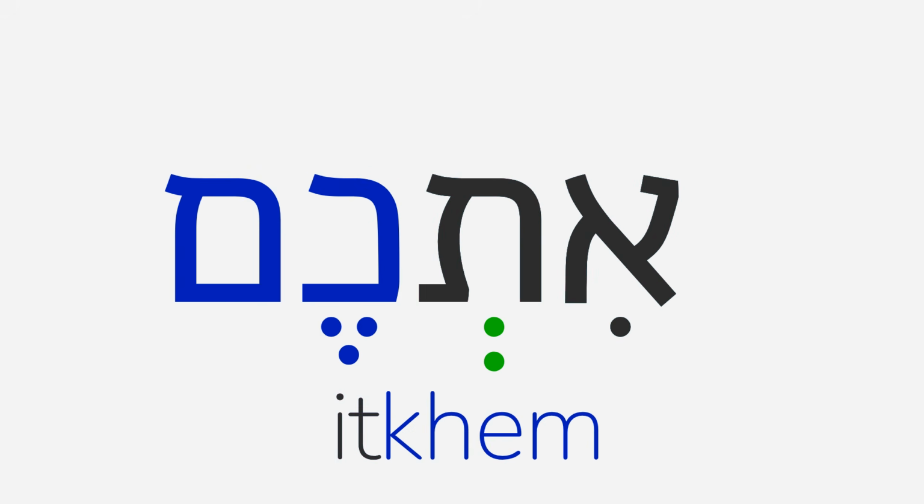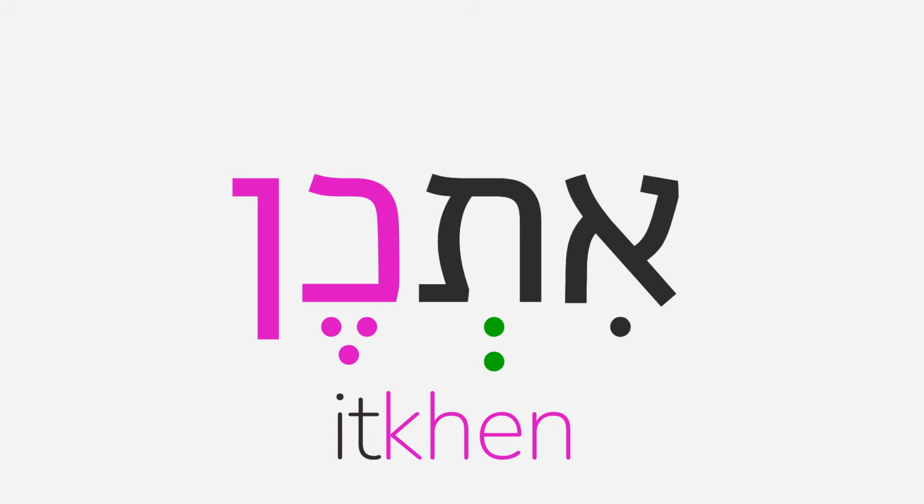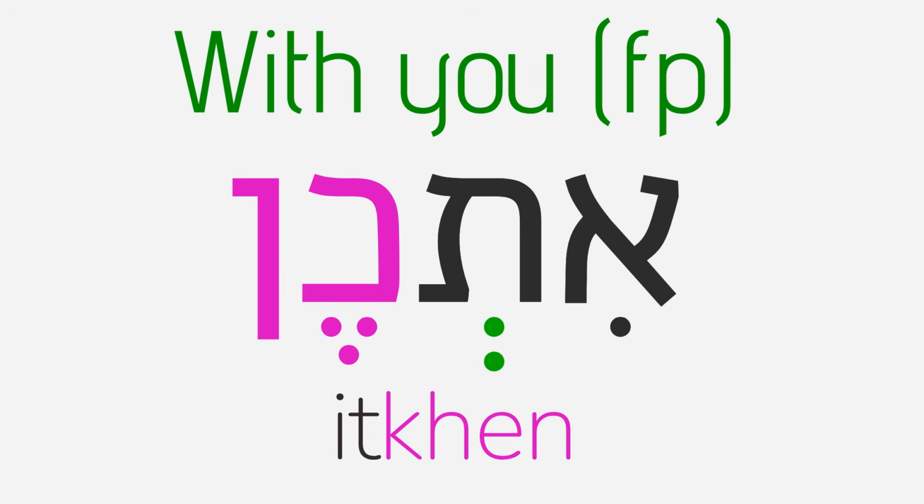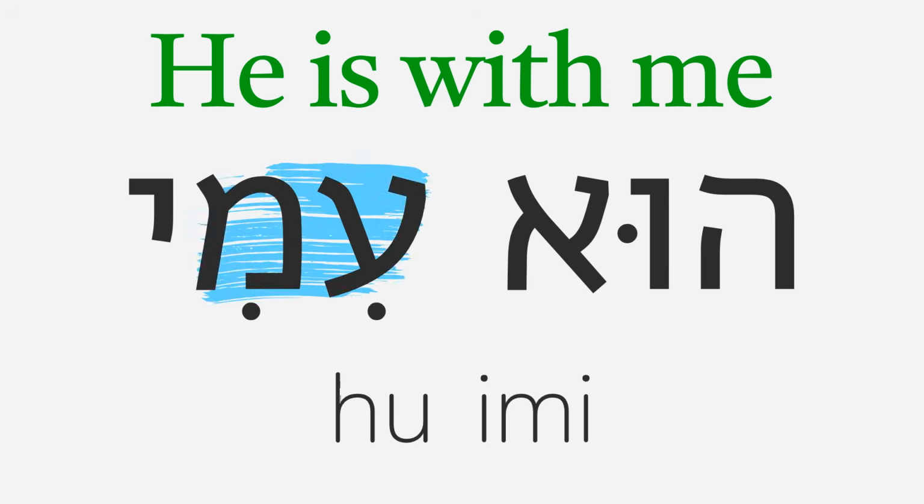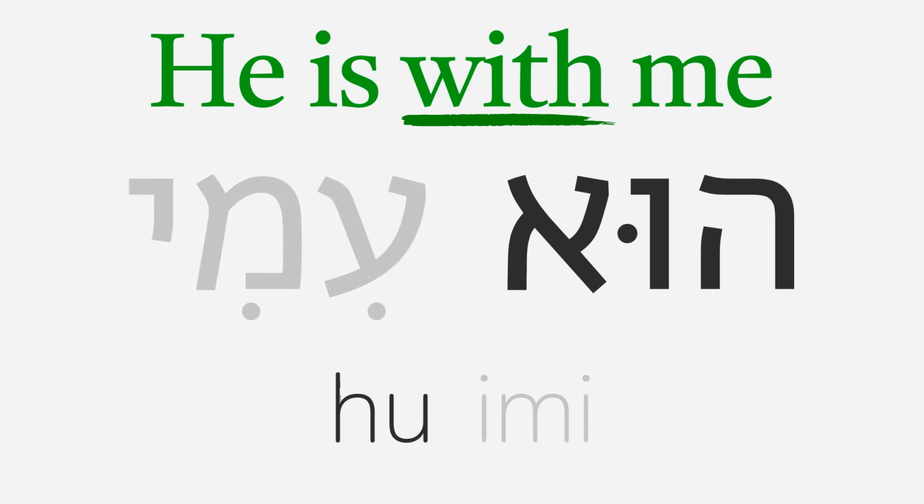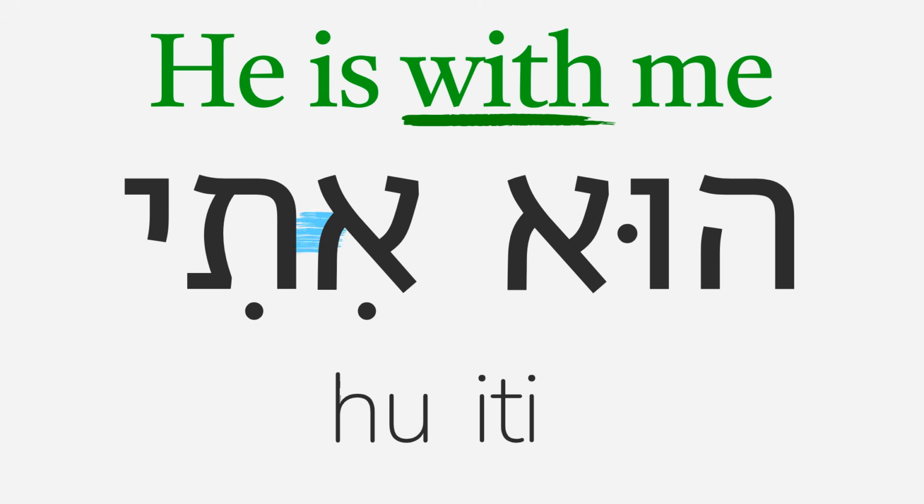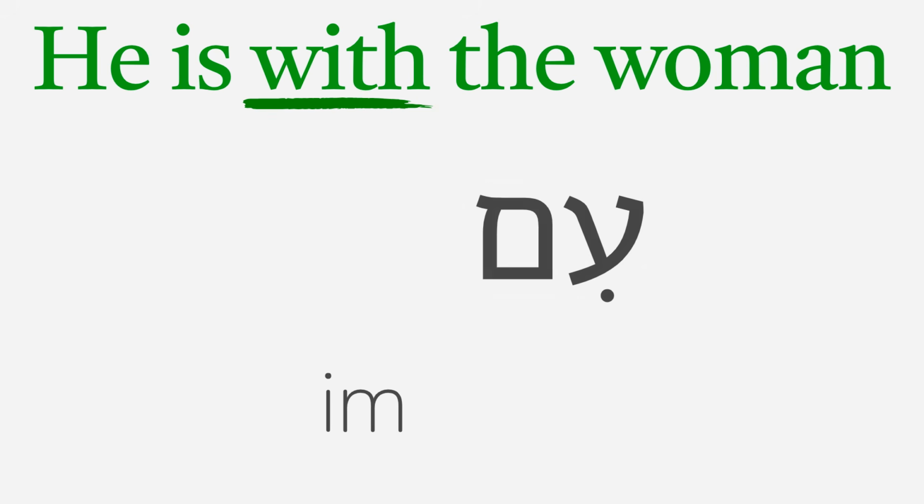Et chem, you masculine plural, and et chen, you feminine plural. To say he is with me, we can say hu imi, using im to mean with. But in modern Hebrew, it's more common to say hu iti, using et to mean with. But if we're not using suffixes, as in the sentence, he is with the woman, with will usually be translated as im in modern Hebrew.